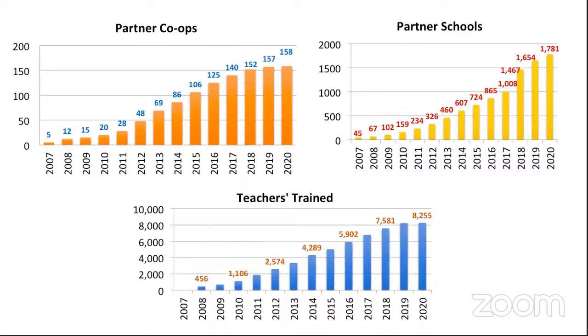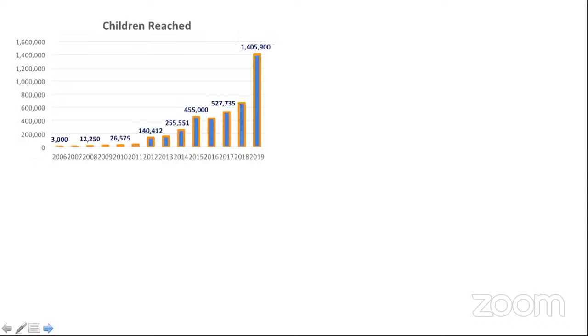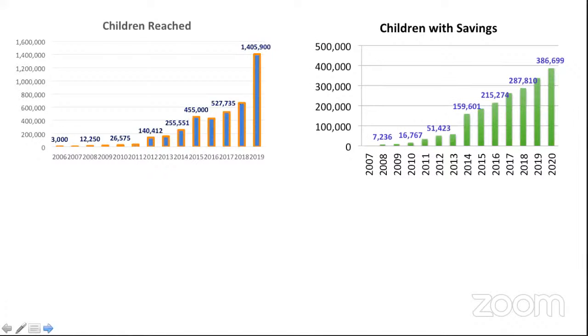Why are we not moving? I'm sorry, I'll check why we're not moving. Okay, so here we have the children reached. We started with 3,000 children, and some of the figures may not be that clear because of the reporting, but as of 2019, we have reached 1.4 million children, and out of that, more than 300,000 have saved. So as you mentioned, knowledge reached 1.4 million, but for those who practice savings, that would be around, how's that? So many percent.